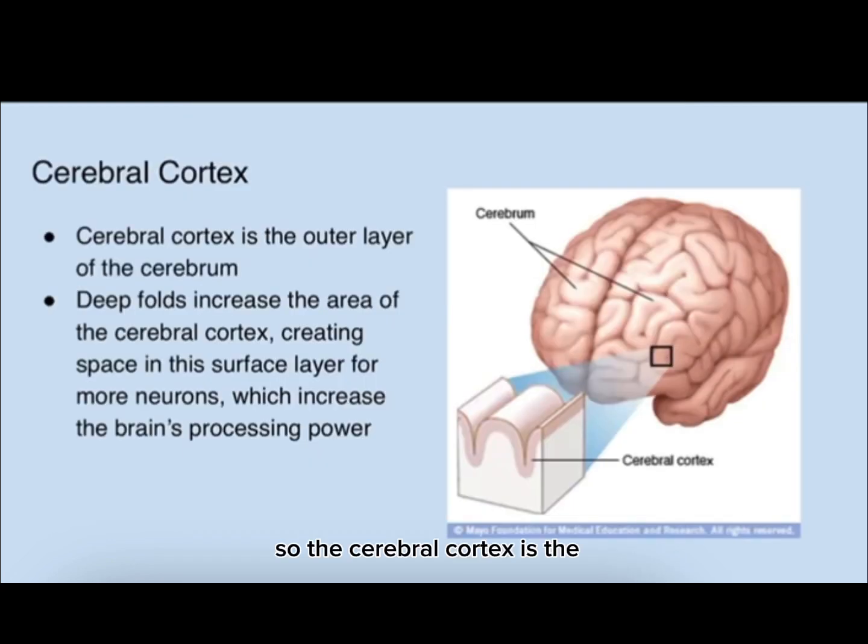So the cerebral cortex is the outer layer of the cerebrum. It's where you see these deep, deep folds. And these folds are really important because they increase the area of the cerebral cortex. That creates more space in this surface layer for more neurons, which increases the processing power of our brain. And we all love that.